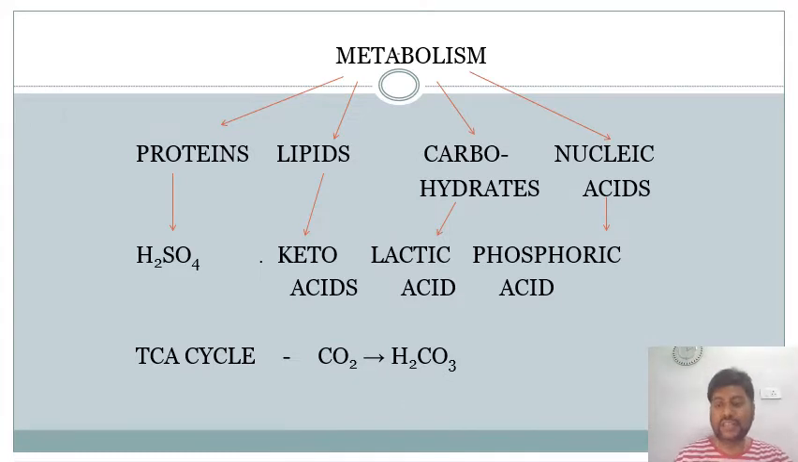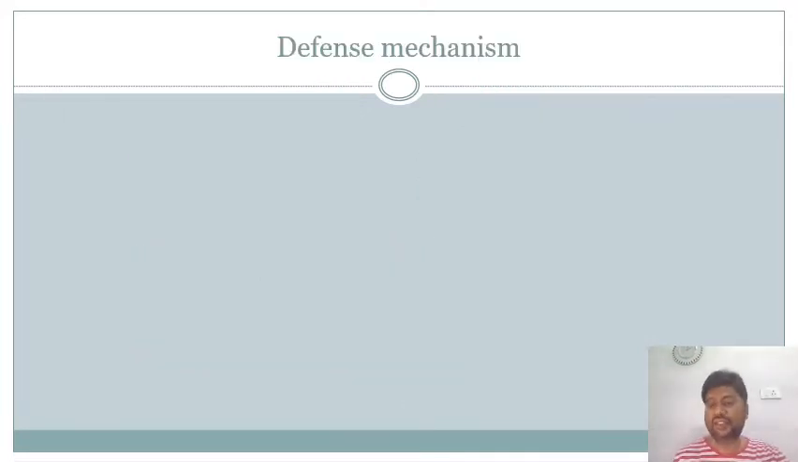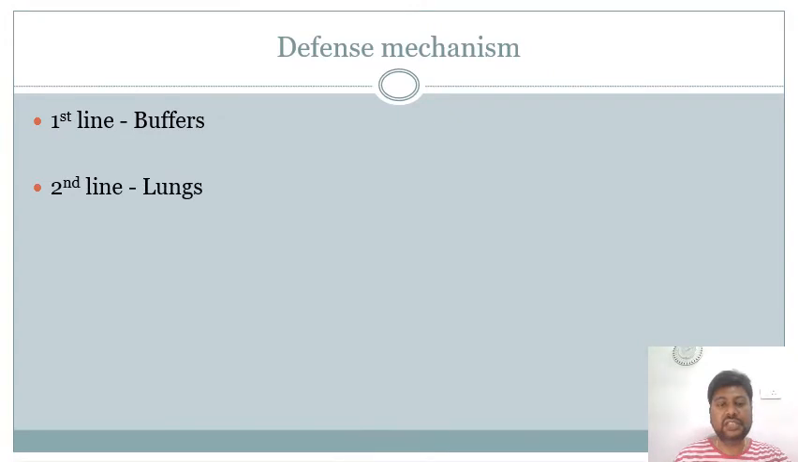But to prevent this, our system is equipped with three major defense mechanisms. The first line of defense is buffers, the second line of defense is lungs, and the third line is kidneys. In this video, we will be discussing the first line, the buffer system, in detail.